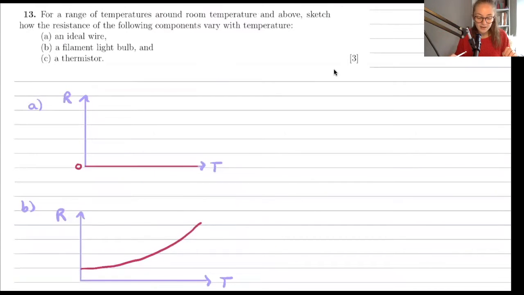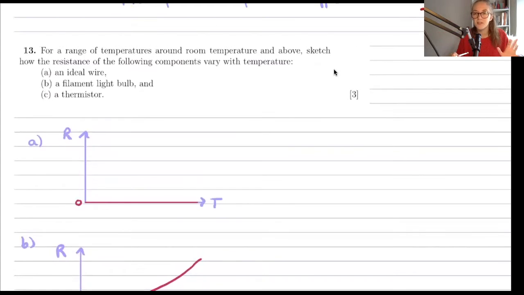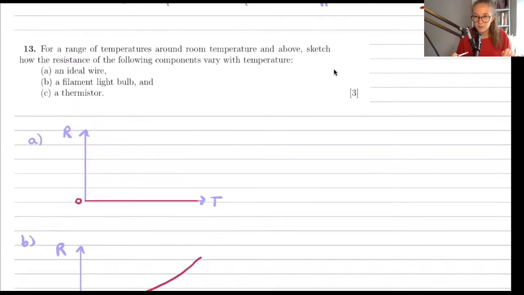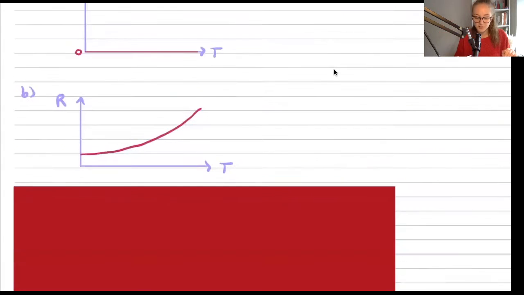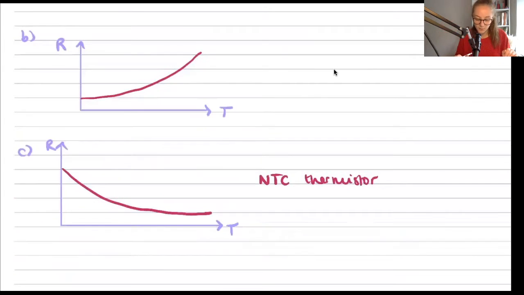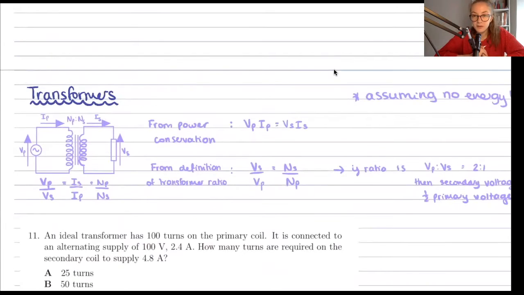And then finally, a thermistor. Now, it hasn't been very specific here, but most of the time when they say thermistor, you can assume it's going to be a negative temperature coefficient. So it'll be the opposite way around, where we start with initial resistance, and then as the temperature increases, the resistance becomes less.